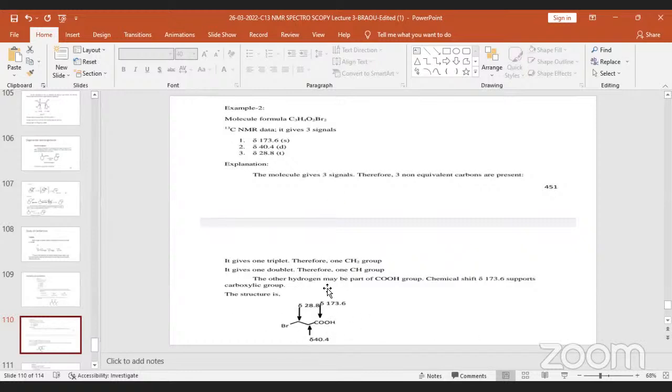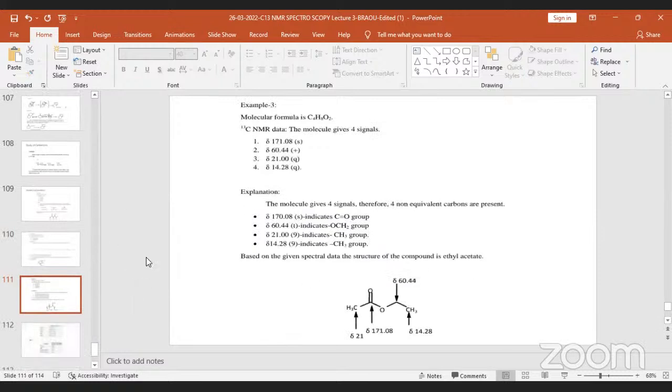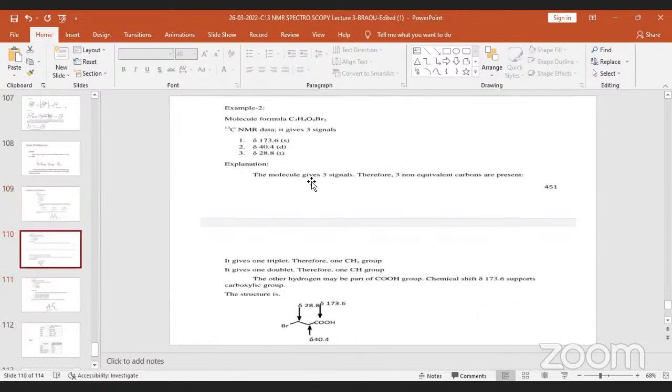Here also the structure is a problem. It's 2-bromopropionic acid. In the next class I'll rectify it, you please correct it. It's not right. It is not 3-bromopropionic acid, bromine should not be here. It is 3-bromopropionic acid only, but one is giving a triplet. So it will not be a doublet; it will also be a triplet because it is CH2. So instead of D, you should have T here.